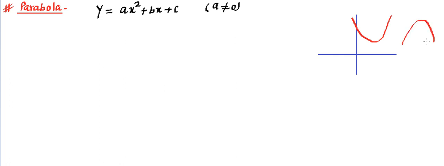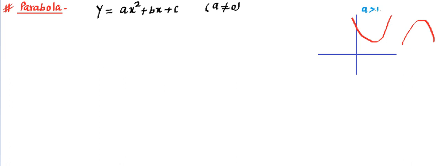It can be located anywhere depending upon what the values of a, b, c are. Here a, b, c are constants. So this expression, the first one, we will say is a parabola which is opening in the upward direction. This is also a parabola which is opening in the downward direction.